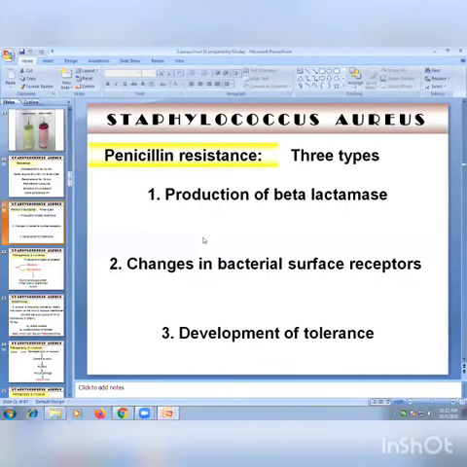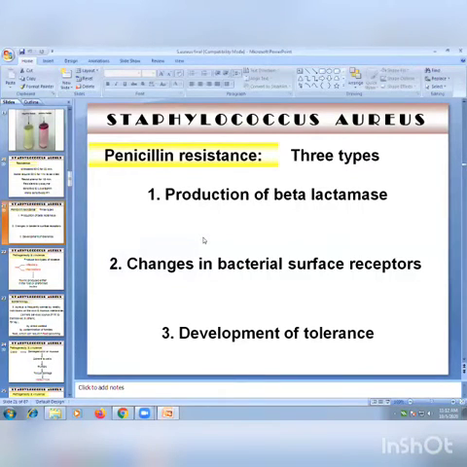and because of that, the penicillin group of antibiotics become non-functional, unuseful. Then, change in bacterial structures, the receptors. The penicillin binding receptors are there. So for the penicillin group of antibiotics, particular receptors are there; the antibiotic binds to the receptor and shows its action. But nowadays changes occur.